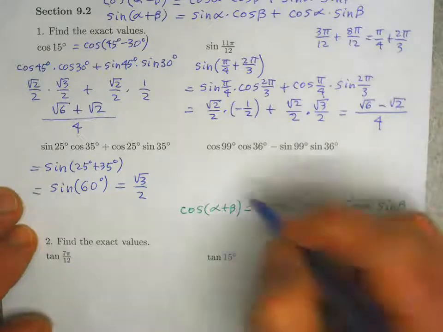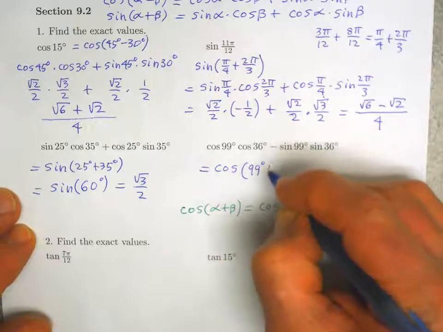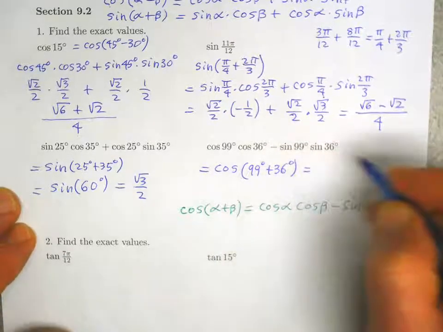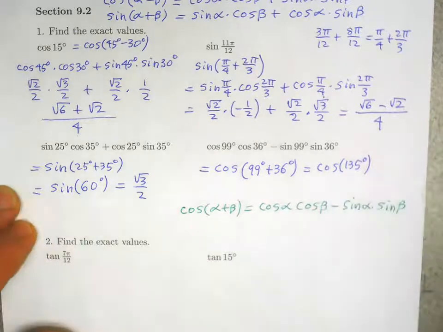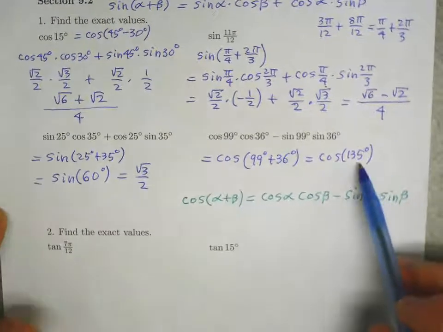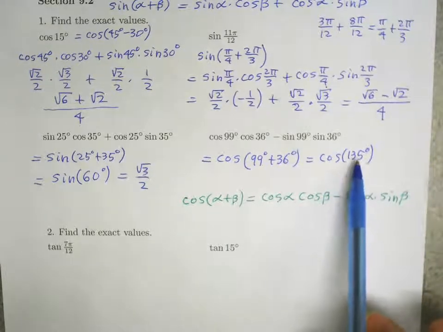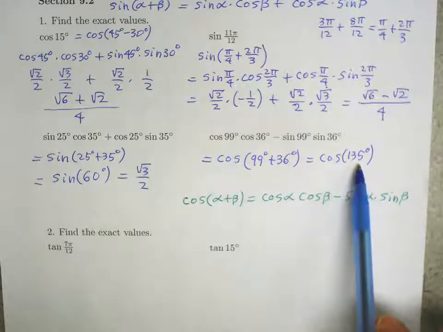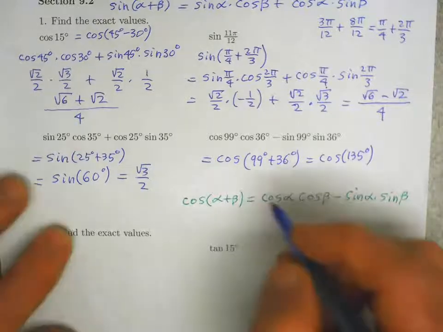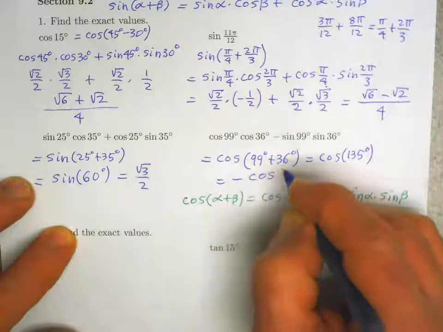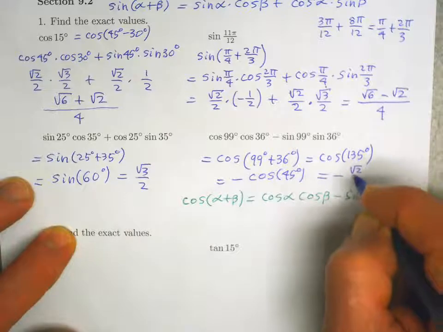So this one is just going to be the cosine of 99 degrees plus 36 degrees, which is the cosine of 135 degrees. 135 degrees is in the second quadrant, and cosine is negative in the second quadrant. The reference angle is 45 degrees. So cosine of 135 is equal to the negative of cosine of 45 degrees, which is negative square root of 2 over 2.